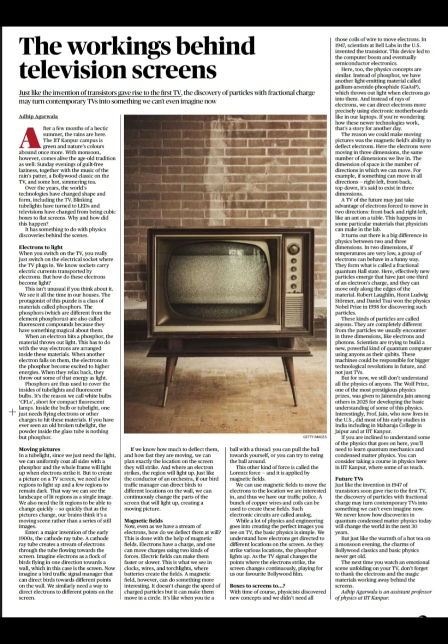exist in 3 dimensions. A TV of the future may just take advantage of electrons' ability to move in 2 directions, front, back, right, left, like an ant on the table. This happens in some particular materials, which physicists can make in the lab. It turns out there is a big difference in physics between 2 and 3 dimensions.